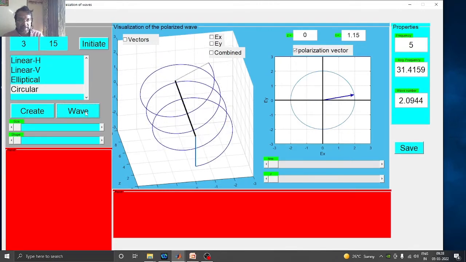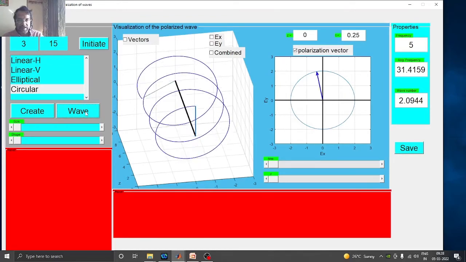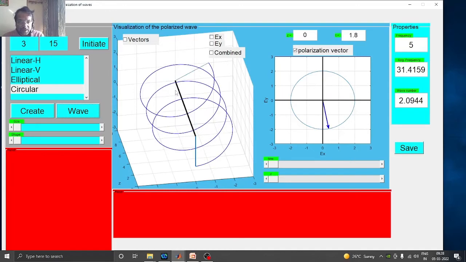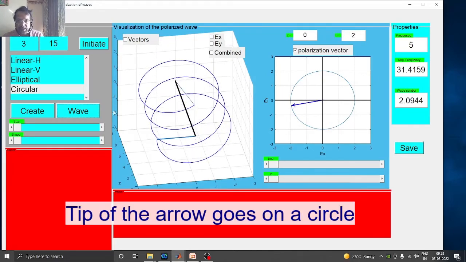Here it is easier to imagine it as a rope, and the hand which is holding one end is going in a circle. It would create this shape of the rope, or this is the strength of the electric field at each point on this line, on this axis. And you can see the arrow goes in a circle.